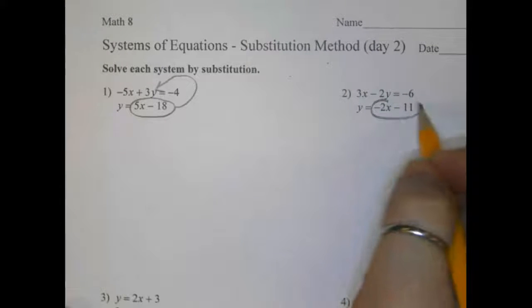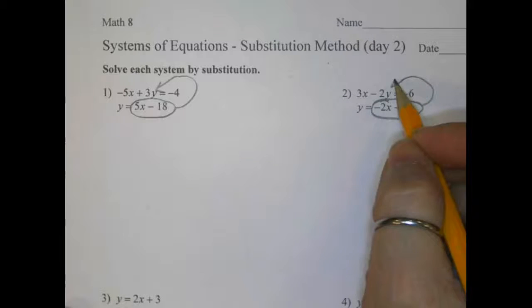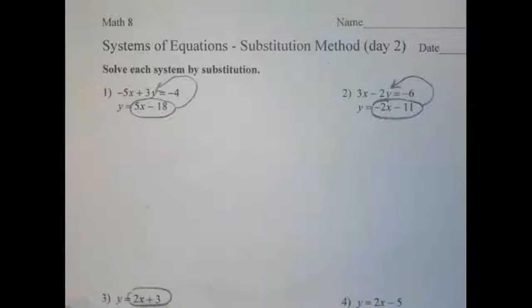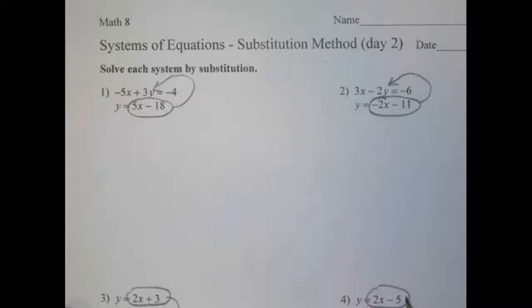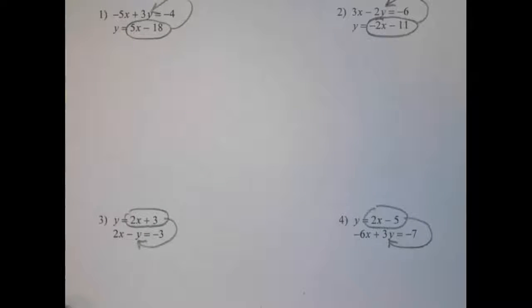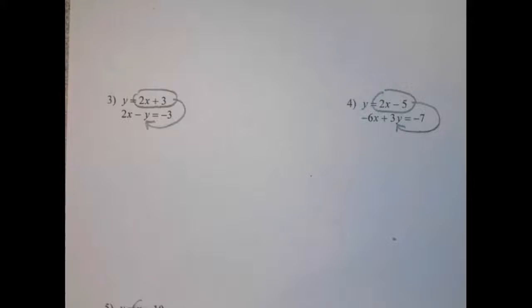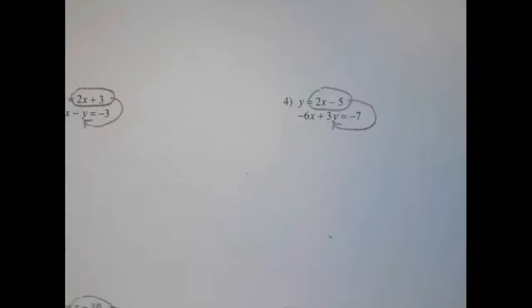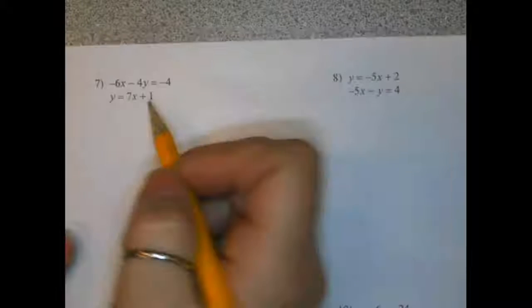FYI, there is a back page. So once you're done with the front side, you're going to flip it over and do the back side. Right now what you're doing is circling and drawing the arrow on all of your paper. Circle what you're going to substitute, draw an arrow to where you're putting it. And then flip the paper over because there's 6 more on the back.